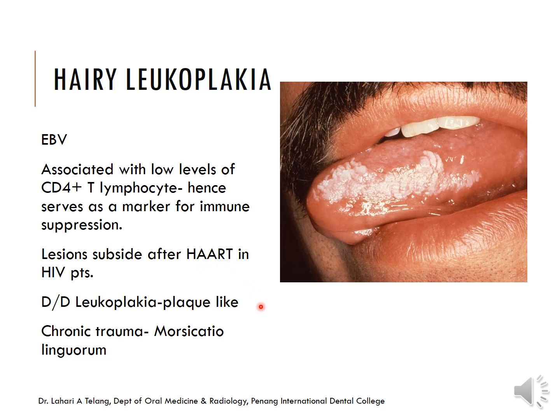The differential diagnosis for this kind of appearance, when it appears in the oral cavity, is naturally leukoplakia, plaque type of leukoplakia, and chronic trauma, which is in the form of morsicatio. We'll discuss this later on in the chapter. So this appears completely white and it is non-scrapable. And remember, it is not leukoplakia and does not have any malignant potential. It is a viral infection, and when the person's immune response improves, it will subside.